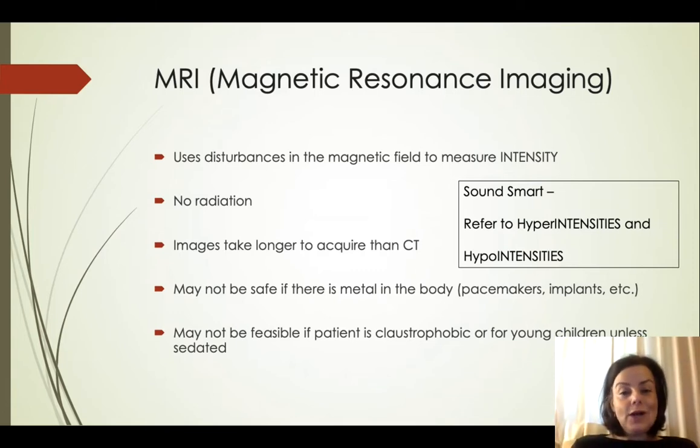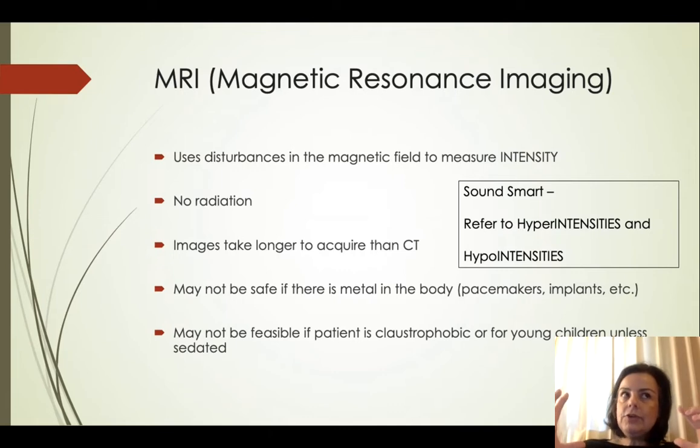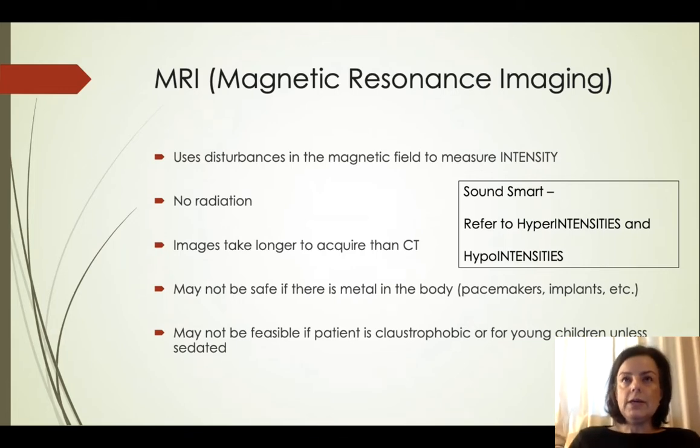MRI, you probably know, takes a while to acquire the images. You're in this little tube, and for a brain MRI it can take at least 30 to 40 minutes, and if you're giving contrast, it can take up to an hour. Some studies, if you're doing the brain and the spine, the patient could be in there for quite a while. So it's not a study that you're going to do on somebody who's unstable, somebody who is panicking, somebody who is really claustrophobic. You're going to need some planning there.